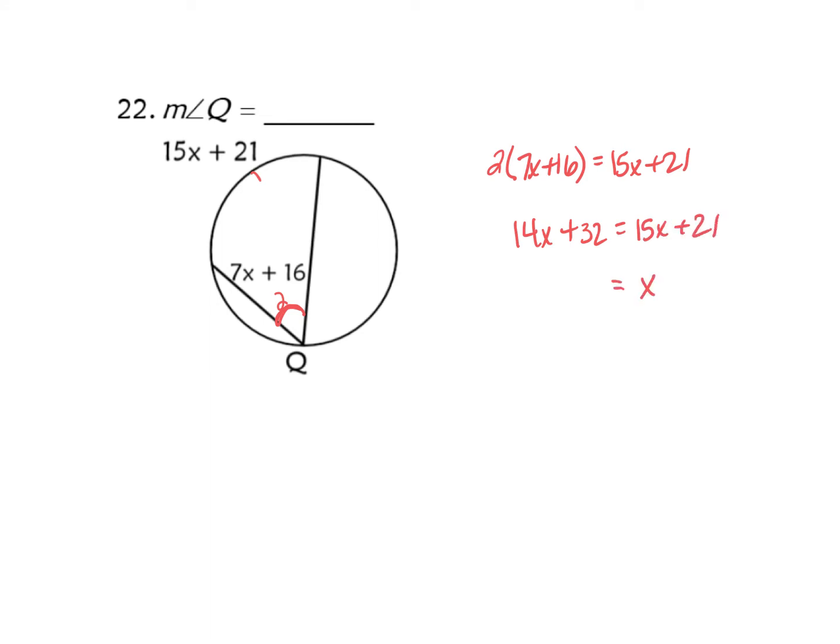Subtract 14x from both sides, I get an x. Subtract 21, I get 11. So x here is equal to 11. Okay, but now I want to know the measure of angle Q here. I really need to take 7 times 11 plus 16, or 77 plus 16, which is 93 degrees.